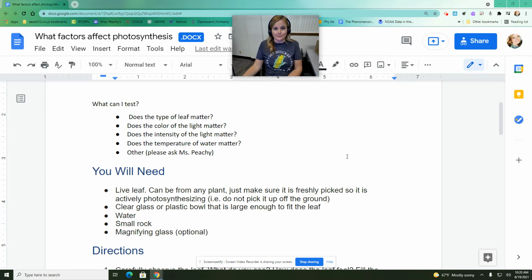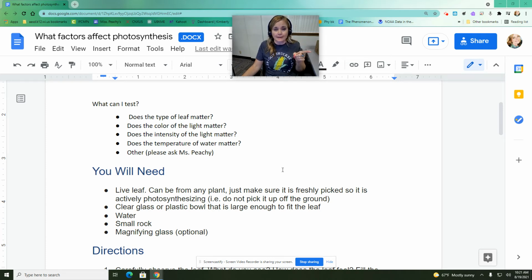Does the temperature of the water matter? Maybe if I use cold water versus lukewarm water versus hot water, will that change the number of bubbles I see? Those are just some examples that I came up with. If you can think of another variable that you would like to test, please let me know, and we can discuss whether or not that would work for this experiment. So you're going to be doing this.